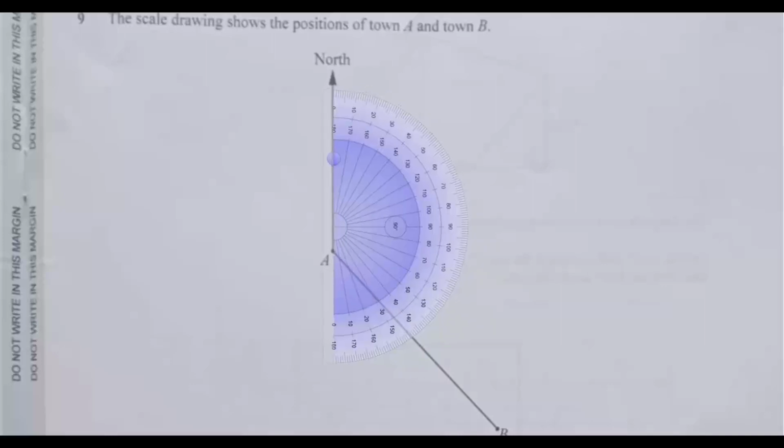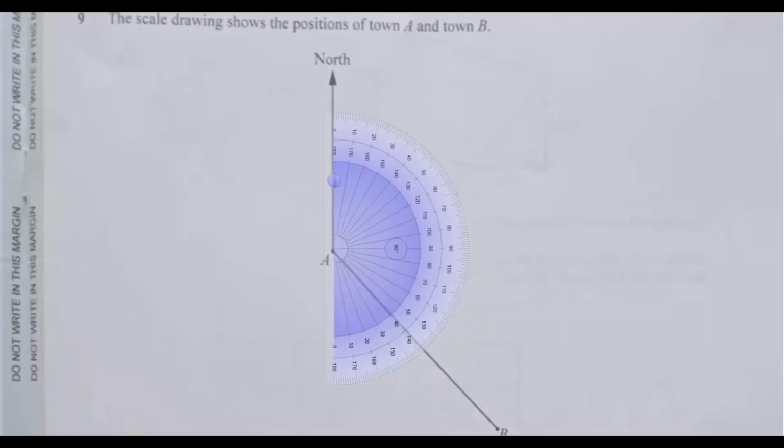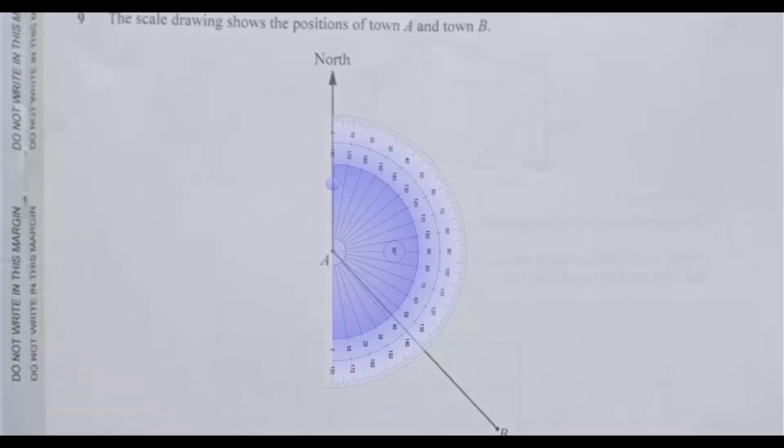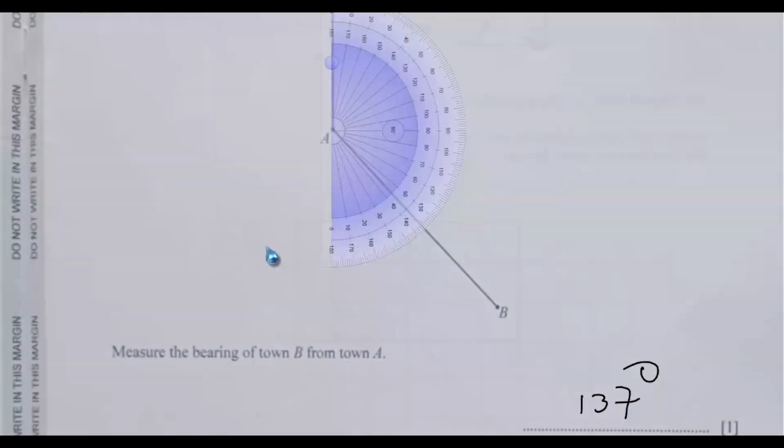You take your protractor, the center of the protractor at point A here, then you set the protractor in such a way that 0 degree is on the north. Okay, so you have it like this. Then if you measure from 0 come to this point here, you have about 137 degrees. So just like what I told you, there may be a slight difference between my answer and your answer. So the reason has been communicated to you.